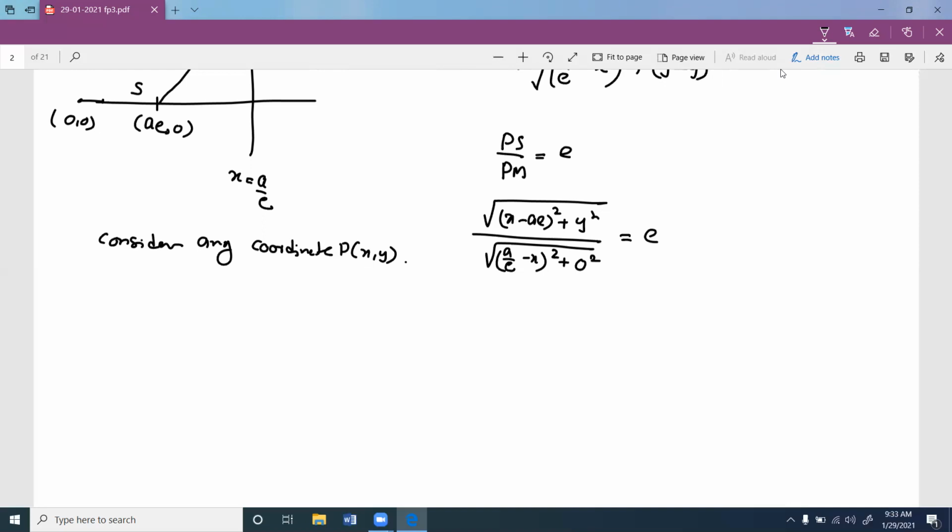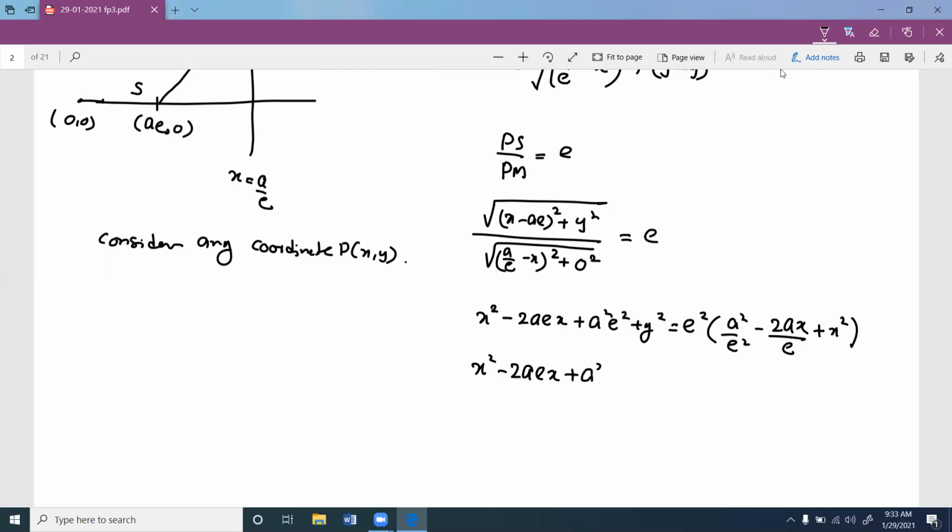What you get here is x squared minus 2aex plus a squared e squared plus y squared equals e squared times, if you expand this, a squared over e squared minus 2ax over e plus x squared. Then if you multiply by this e squared, you get x squared minus 2aex plus a squared e squared plus y squared equals a squared minus 2aex plus e squared x squared. Now I can cancel this term with this term.